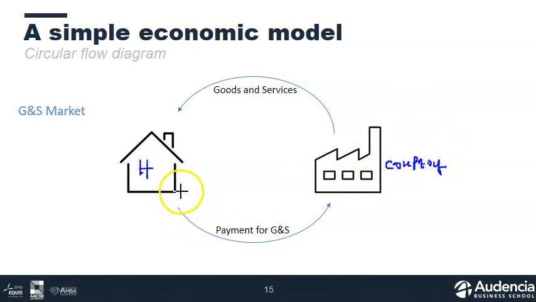But what happens? Typically in the goods and services market, a household will give money. Let's put some euros up there. We'll give some money to the company, and the company in exchange is going to give goods and services, maybe a car or something like that. So I give my money, and in exchange I get a car, and that's the goods and services market. Pretty basic.